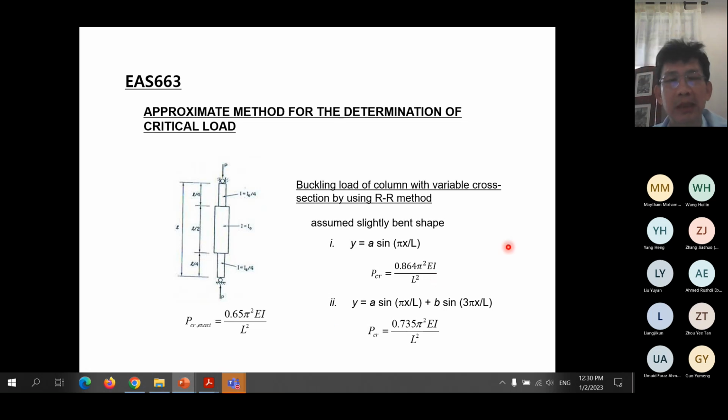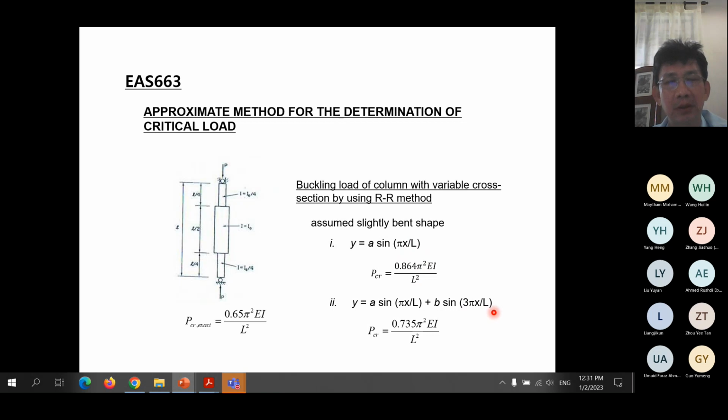After this, we go through briefly the solution process. Let me first explain what happened there. First we assume a slightly bent shape, as this column at neutral equilibrium is going to bend into a slightly bent shape. For the shape that we assume here, we start with a sine curve, only one term: A sine pi x over L. Then we go through the process of using the Rayleigh Ritz method, and we found that P critical is 0.864 pi square EI over L squared.